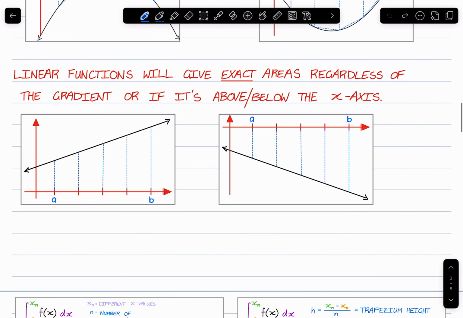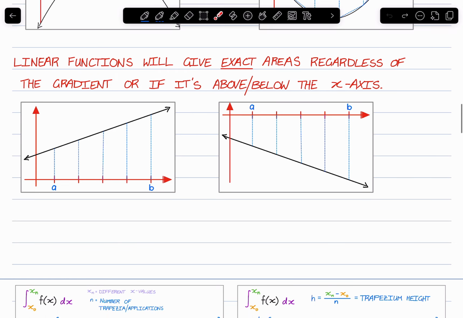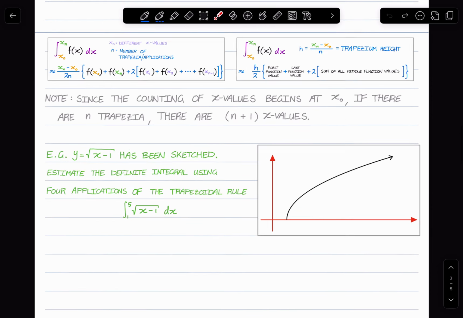Okay. Now, for linear functions, it will actually give exact areas regardless of the gradient or if it's above or below the x-axis, because when you draw trapezium onto this, they fit perfectly onto the linear function. So let's go straight into an example of this.